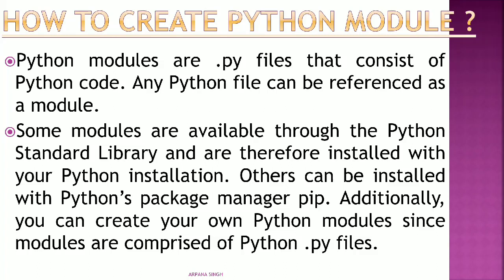Some modules are available through the Python standard library, and they are therefore installed with the Python installation. When you install Python, then you get those libraries. And some are installed later on using pip. Like NumPy, you have to install later on. After installing Python, you install by pip installer. You install additional modules.